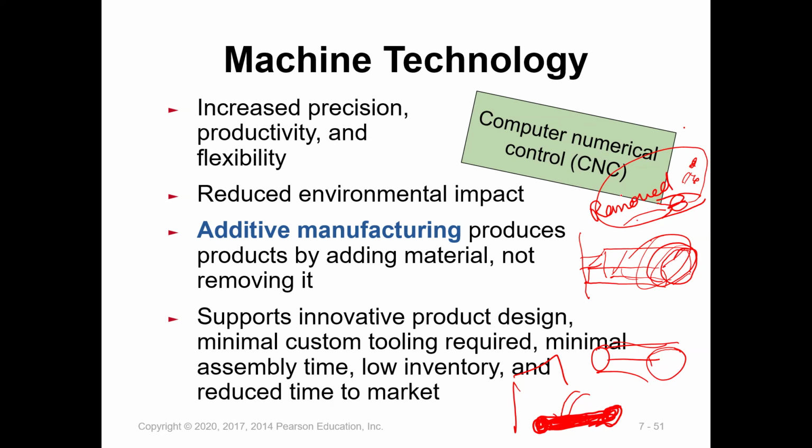That will save time and money, and removal requires lubrication, and it's too expensive. So additive manufacturers produce products by adding material, not removing it. That's the idea here. And this will reduce the environmental impact, of course, and supports innovation, product design, minimal custom tooling. You don't need too many tools, minimal assembly time, low inventory, and reduced time to market. Those are considered the benefits of additive manufacturing.